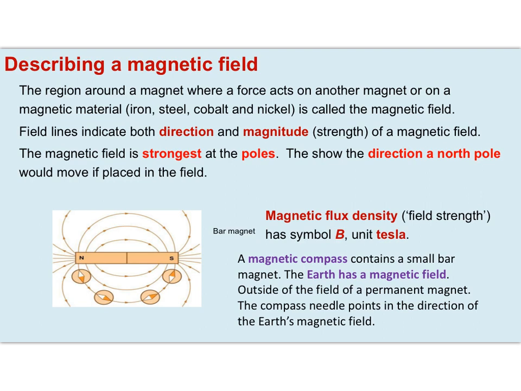We're going to start off by looking at a magnetic field. The region around a magnet where a force acts on another magnet or on a magnetic material is called a magnetic field. There are 4 different materials that can be magnetic. They're iron, steel, cobalt and nickel.